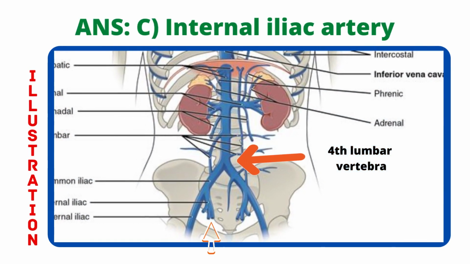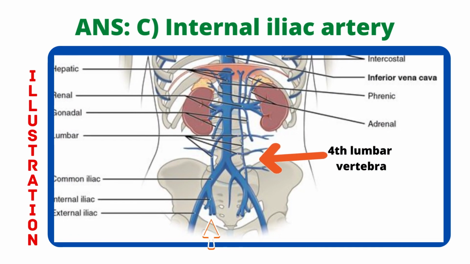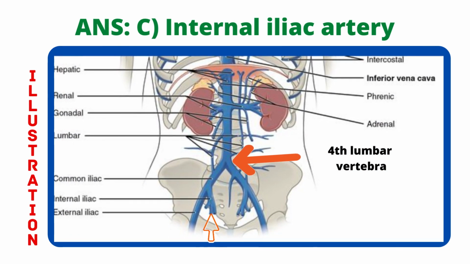The abdominal aorta divides into the common iliac arteries, and those further divide into internal and external iliac arteries. This happens at the level of the 4th lumbar vertebra. Remember, 4th lumbar vertebra. The abdominal aorta divides into the common iliac arteries at the level of the 4th lumbar vertebra. The internal iliac artery is responsible for supplying blood to pelvic organs, gluteal muscles and perineum.